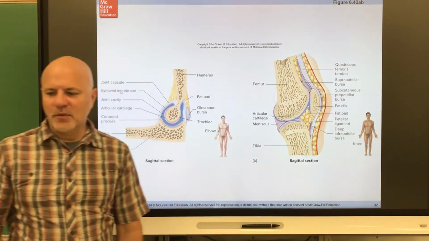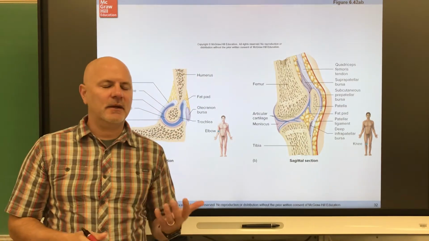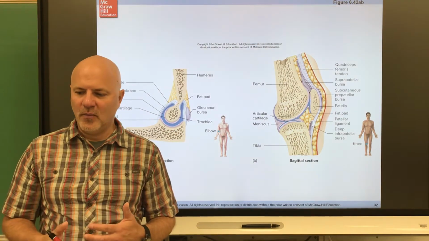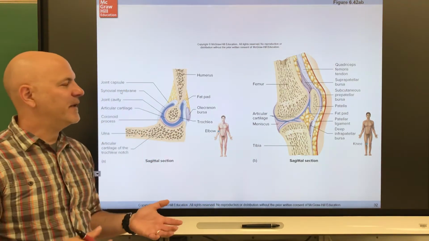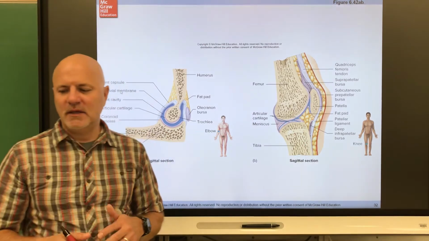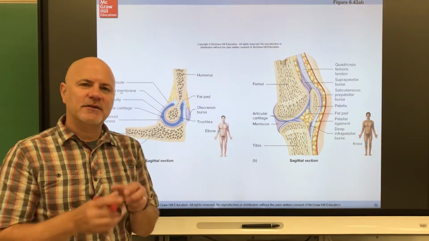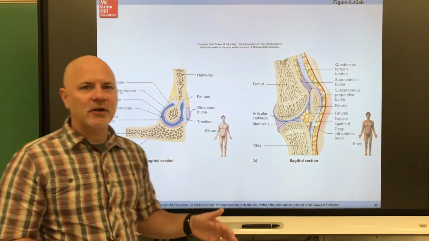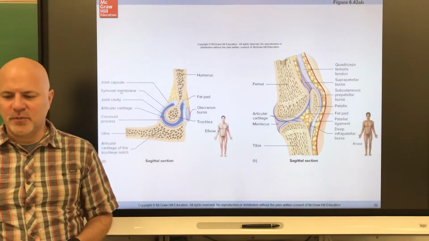Bursa are fluid-filled sacs. They contain synovial fluid. They're lined by synovial membranes. And they do a couple things. They aid in the movement of tendons, and they're also shock displacers, so they spread the shock out. Now, if you have a bunion on your foot, that's due to an enlarged bursa.